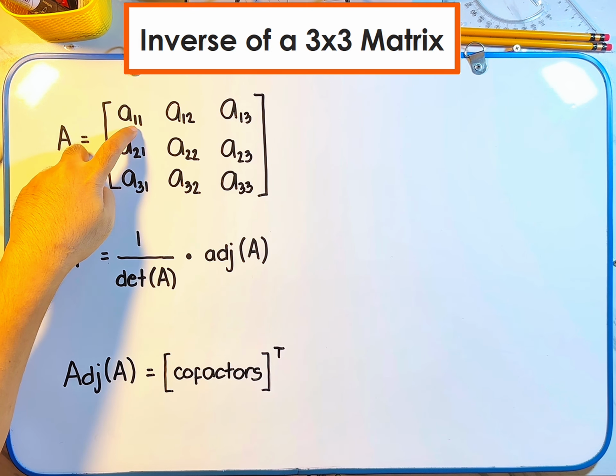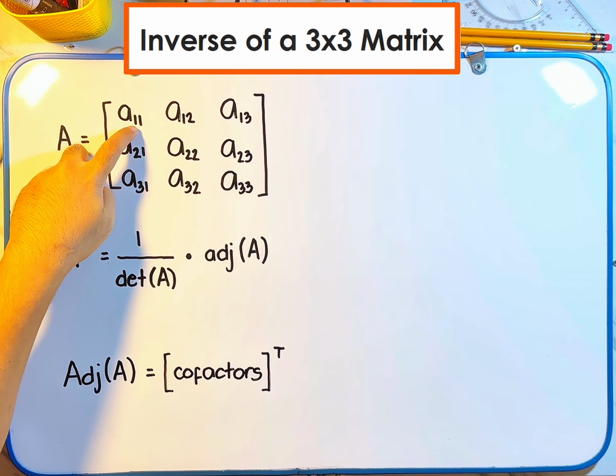Next, the minor of the element in the first row, second column. So we have these 4 elements. 0 times 0 is 0. 5 times 4 is 20. And 0 minus 20 is negative 20. Next, the minor of the element in the second row, second column. So we have these 4 elements. 1 times 0 is 0. 5 times 3 is 15. And 0 minus 15 is negative 15.